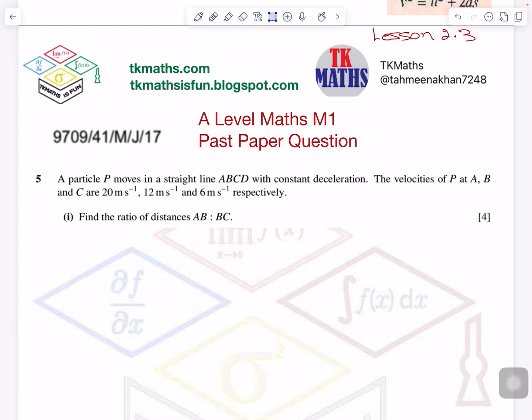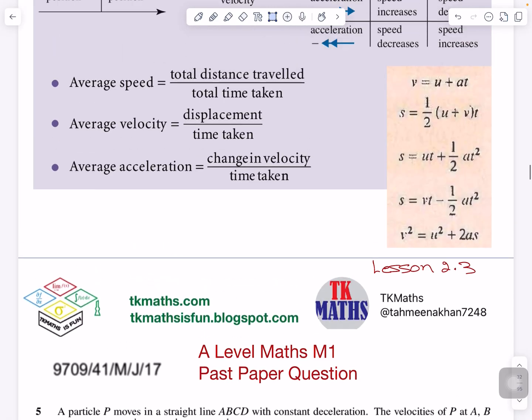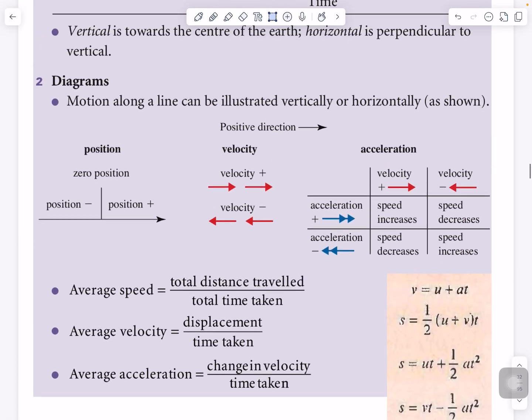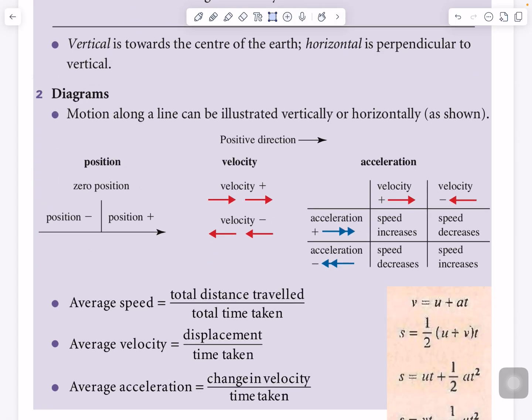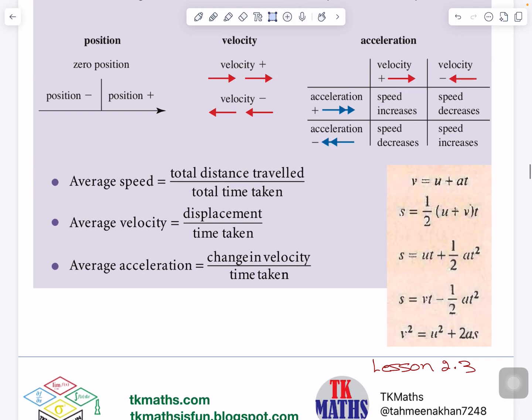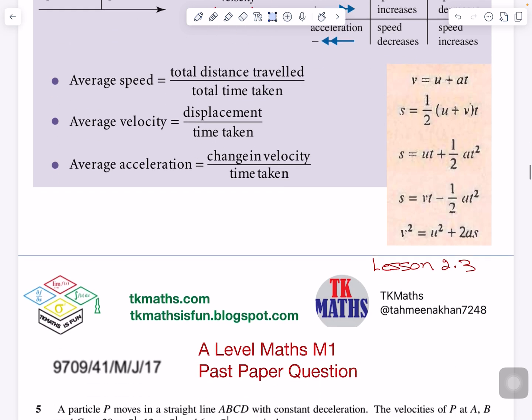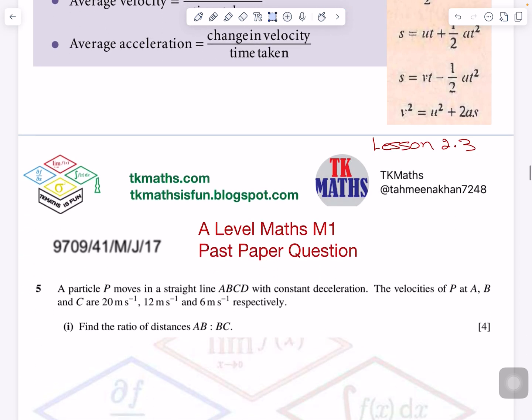This is lesson 2.3, and in this video, we will solve this past paper question. So far in the previous videos, we have covered the following concepts. And just a reminder that this is the series on the complete explanation of M1. So we have covered all these concepts. You can find the link in the description below. Mostly in M1 the concepts are mixed up. So this question is based on constant acceleration concepts, right?